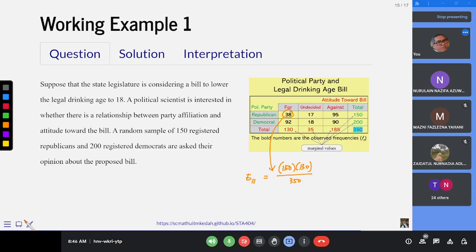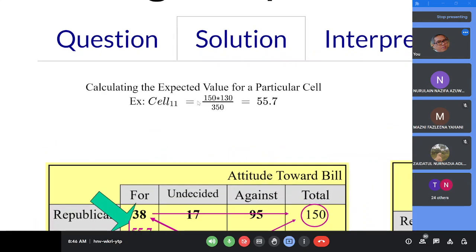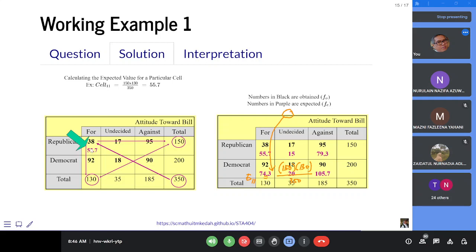Okay, there. So this is shown in the solution. So you can see that to find the expected value of 1, you just simply multiply the value for the cells, that is 150 times 130, and then divided by the grand total. So the row total is 150 and the column total is 130 divided by the grand total. You get the expected value to be 55.7. Okay, so that's what you get for this one, 55.7. Okay, so yang ambil dua nilai ni, so row total, column total, multiply them and then divide by the 350, the grand total.